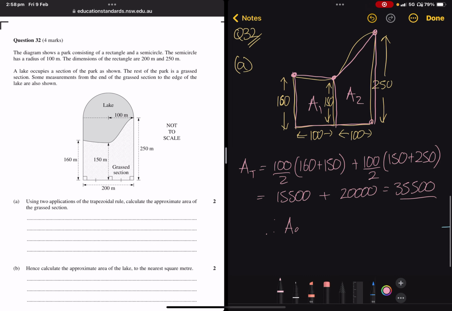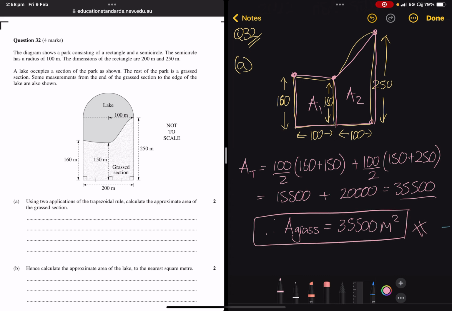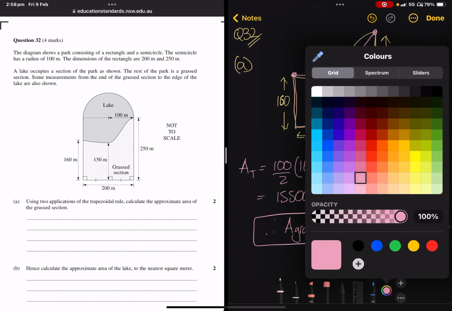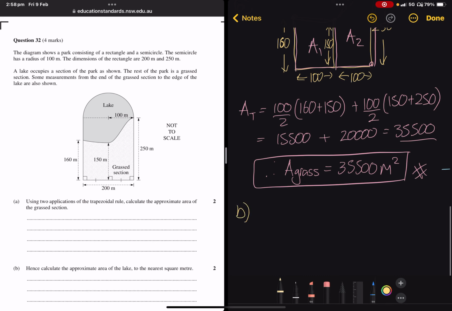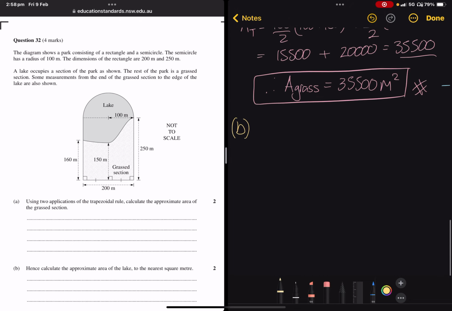So therefore, the area of the grass section is roughly equal to 35,500 meters squared. So this is our answer to part A. Now we need to have a look at part B. For part B, we're told hence calculate the approximate area of the lake. The way we're going to do the lake is we're going to find the area of the entire shape and then minus the area of the grassed section.